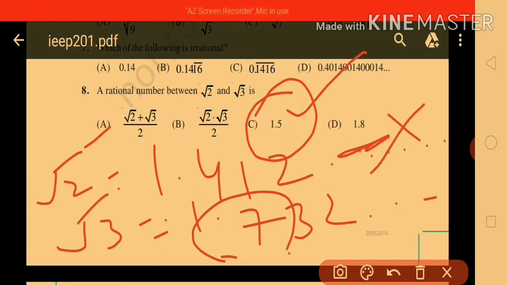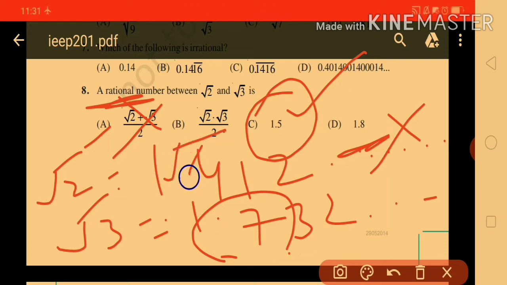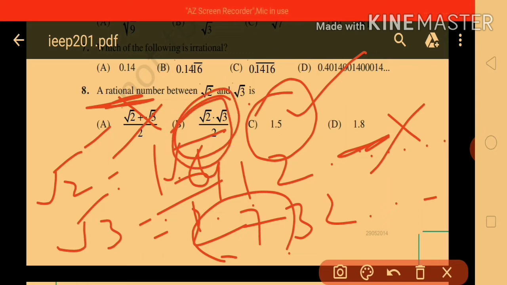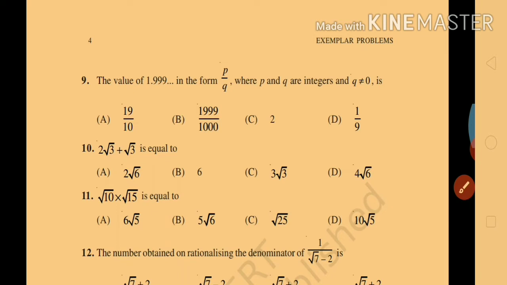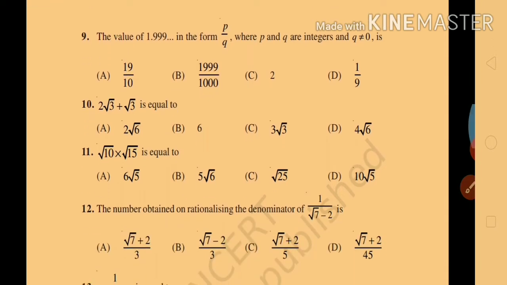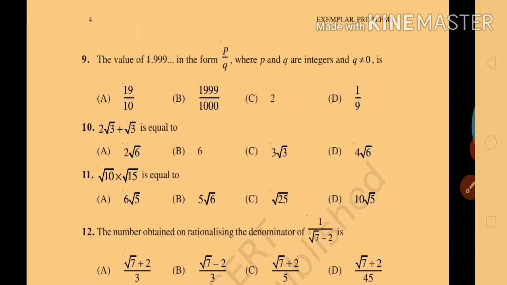When we find root 2 plus root 3 by 2, this is again an irrational number, but we have to find the rational one. If we find root 2 into root 3, that is root 6 by 2, it is again an irrational number. So 1.5 is a rational number because it is a terminating decimal, and it lies between root 2 and root 3 also, right? So C is the right answer. Now come to question number 9. These are the questions that we will do in a separate video. For this time we can say C is the right option.